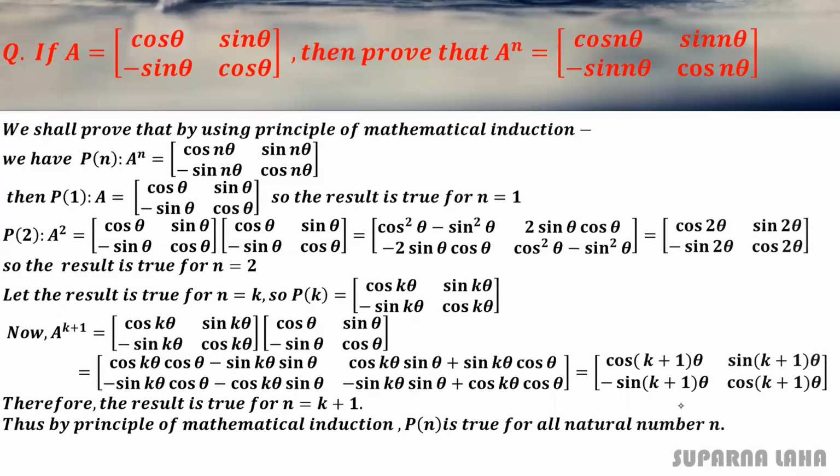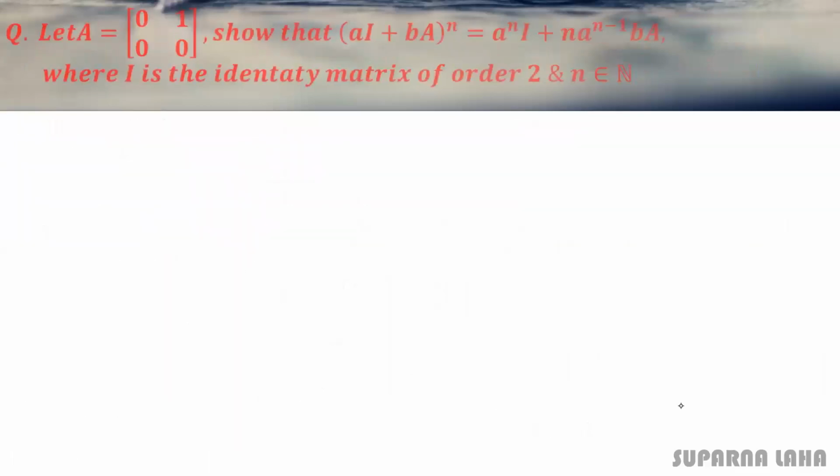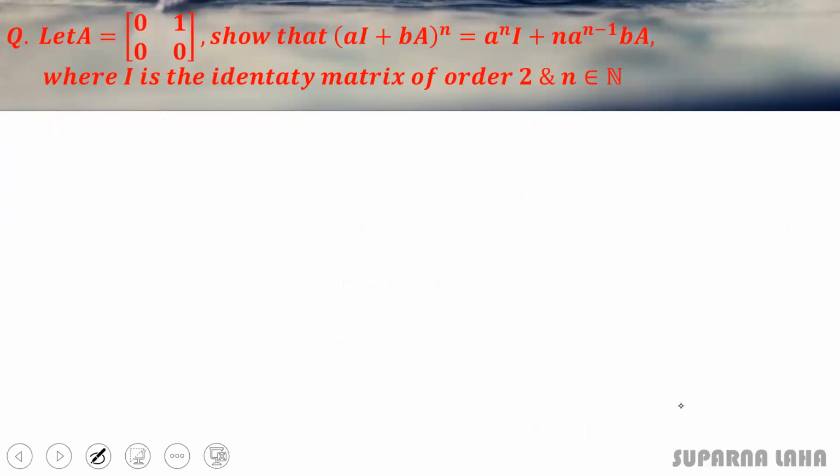Now question number 2, a similar type of question. A is given as a 2 by 2 matrix 0 1 0 0. Show that (aI plus bA) whole to the power n, where a and b are constants and I is the identity matrix of order 2 and A is the given 2 by 2 matrix, is given by a to the power n I plus n a to the power n minus 1 b A. You have to prove that it is true for every natural number n.